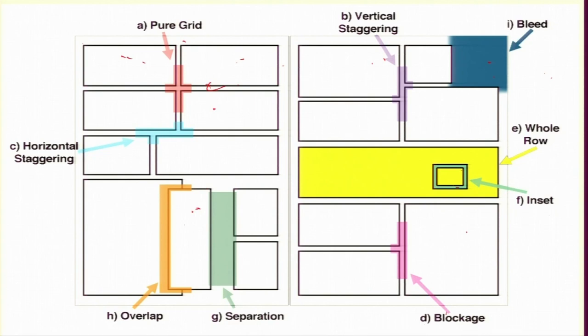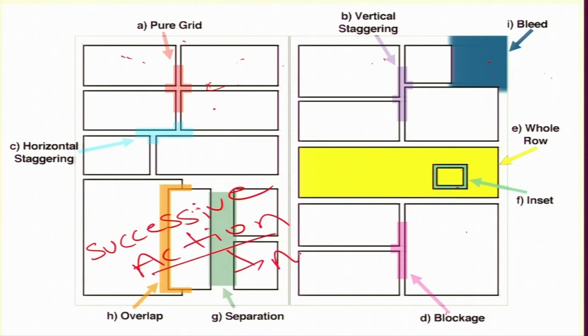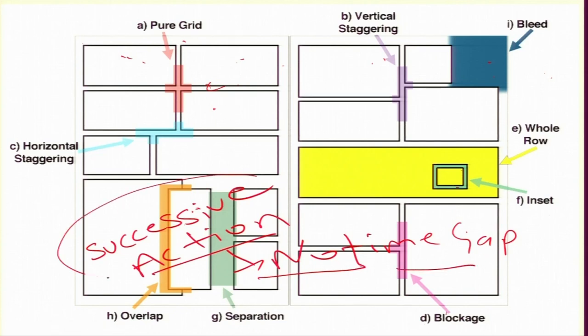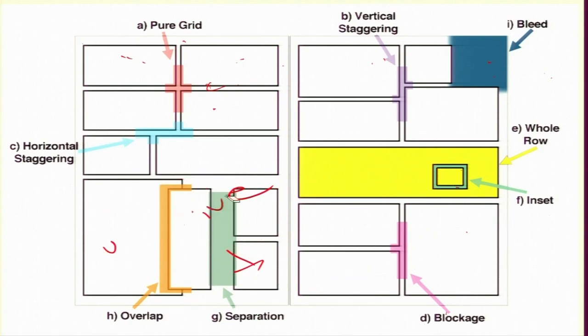And what is the reason for creating an overlap? The reason is when you want to show successive action, right? When there is no time gap and you want to show successive action, because successive action can only take place without taking time gap. So, for creating this kind of effect, what we do, we create overlap panel, right?